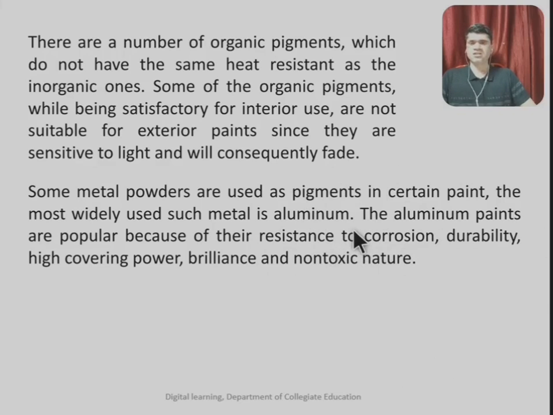That means the corroded surface goes on peeling and a new surface comes into contact with air and moisture, and therefore there will be continuous corrosion. Whereas in case of aluminum, an initial formation of a surface oxide film protects the inner aluminum. Therefore aluminum is less prone to corrosion. Also, along with resistance to corrosion, durability is there, high covering power, brilliance in color, and they are also non-toxic in nature. That is why aluminum paints are used in most of the cases.